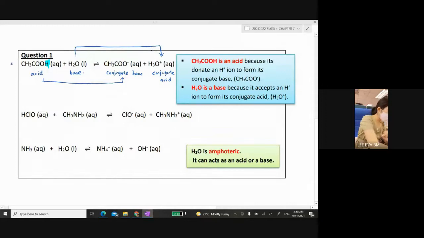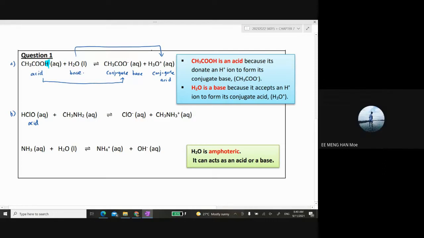So tell me about the questions for 1B. So this one is our A, this one is our B. HClO, is it an acid or a base? Bronsted-Lowry acid or Bronsted-Lowry base? But you just need to write acid or base. Acid. Why is it acid? Because it can donate a proton.